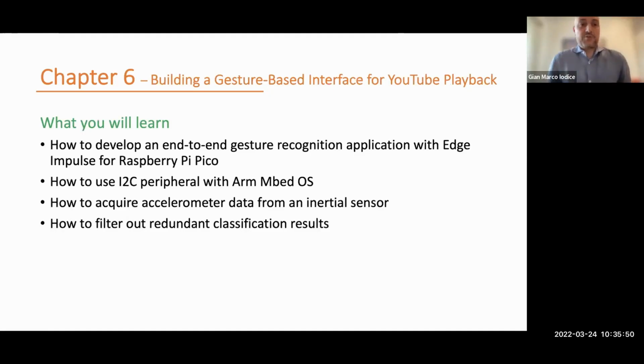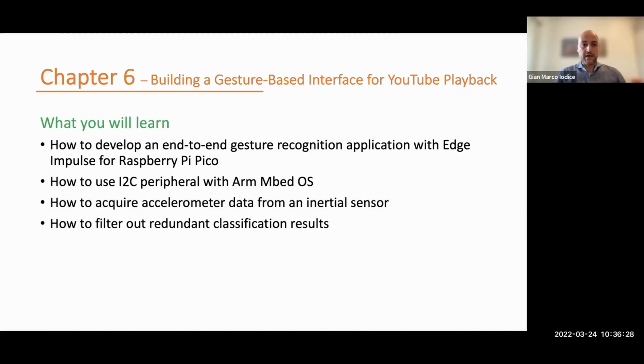Chapter 6. So chapter 6 is a gesture-based application for YouTube playback. Here, the reader will implement a smart remote to control the YouTube playback with gestures. As I said, with the gestures we will play or stop a video, mute or unmute the video or song, and so on. So the reader here will learn how to develop an end-to-end gesture recognition application with Edge Impulse, but this time with just a Raspberry Pi Pico. We will not use Arduino Nano.